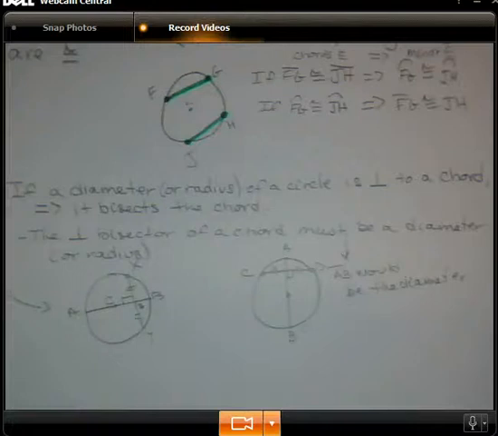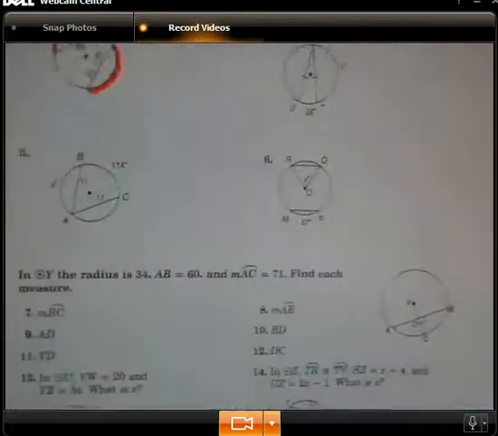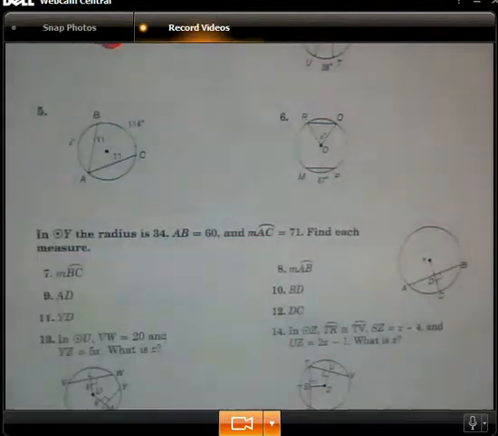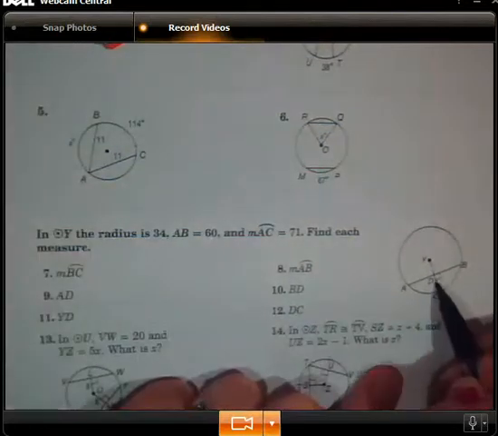So let's go back to the packet. So let's look at our picture. This is bottom of page 15. We look at our little picture here. Well, if we've got a right angle, so we know that that is.